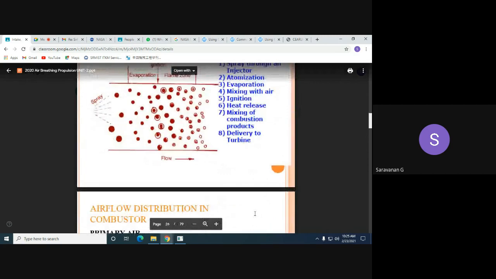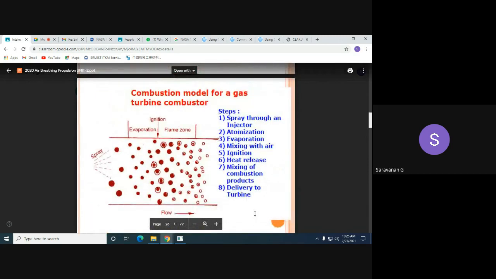The combustion starts with the injection of the fuel spray by the injection system, while the air is allowed to flow in the stream. Then the fuel should be atomized properly. Not only injected, it should be atomized. The atomized fuel is mixed with the airflow and evaporates. The evaporated fuel mixed with the air is ignited, and then energy is released.